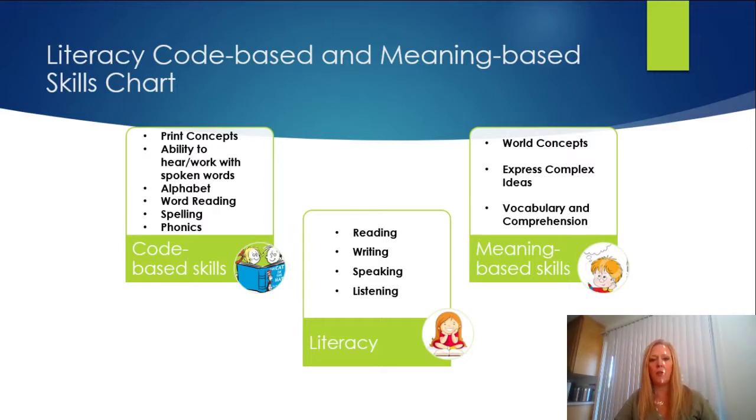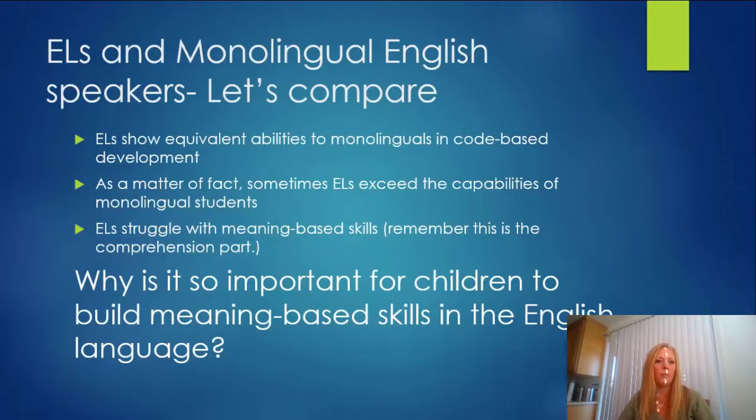I'll let you look at that for a moment. And I'm going to ask questions about this later for your questions and your tests, so make note of this. You can again refer to page 7 in your textbook, but this is kind of the gist of the entire thing, how we can support children in their code-based and meaning-based skills, and how we can support the language learner in our classroom.